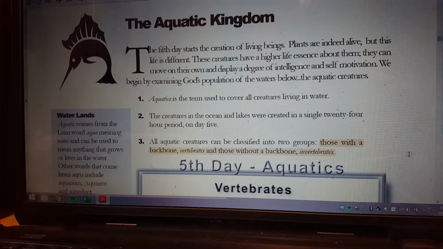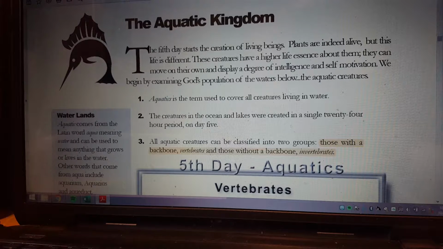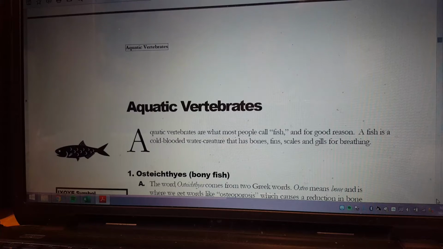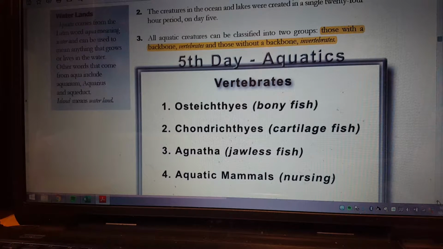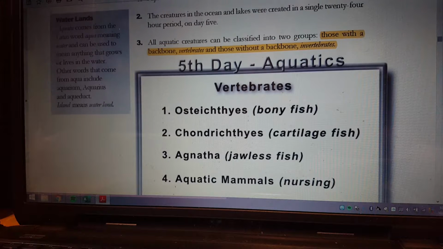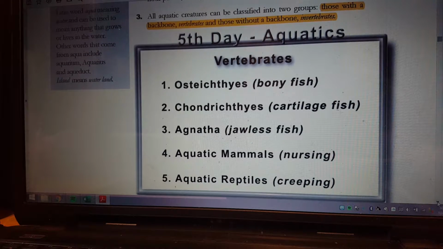Okay, over on the side here, you can see the note that says waterlands. So it says aquatic comes from the Latin word aqua, meaning water, and can be used to mean anything that grows or lives in the water. Other words that come from aqua include aquarium, aquarius, and aqueduct. Island means waterland. All right, and then we have this little chart here that says vertebrates.